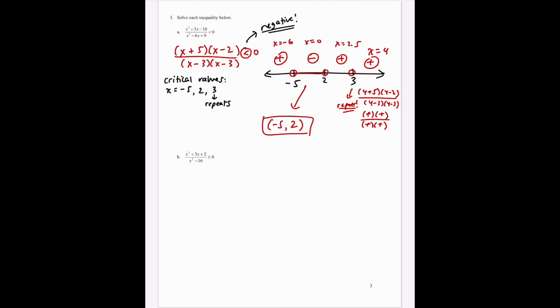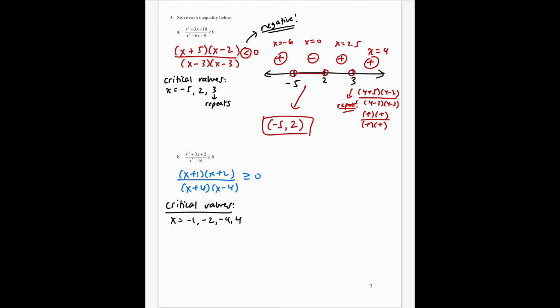All right, so for the next one, we need to do the same process. We need to factor. So the top one is straightforward. It would just be x plus 1 times x plus 2. And the bottom should just be x plus 4 times x minus 4. This is greater than or equal to 0. So my 4 critical values should be x is equal to negative 1, negative 2, negative 4, and 4.